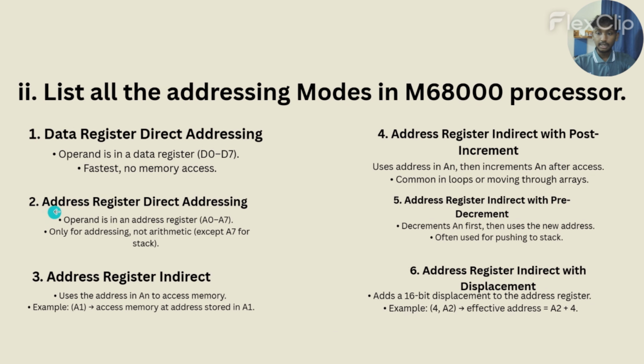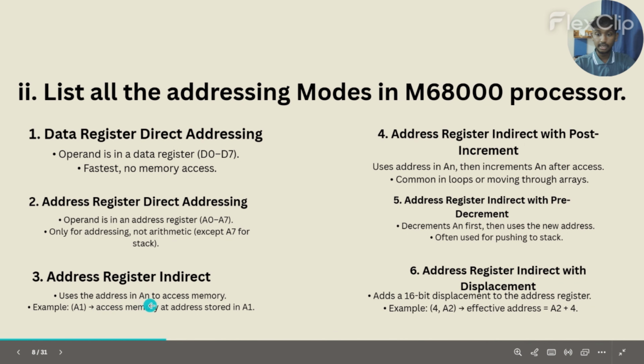The second is address register direct addressing. The operand is in an address register starting from A0 to A7. It's only for addressing, not arithmetic, but an exemption is allowed for A7 for the stack. The third one is address register indirect. It uses the address in An to access memory. For example, (A1) accesses memory at the address stored in A1.